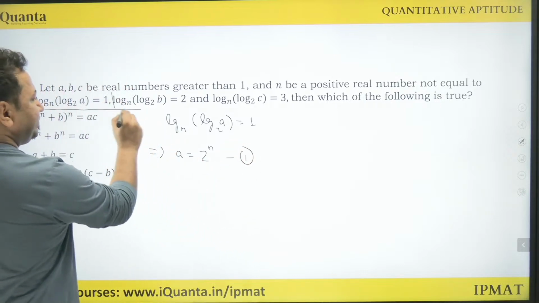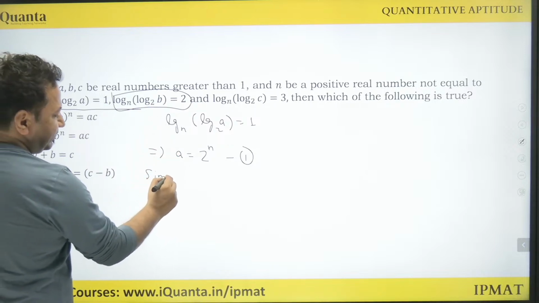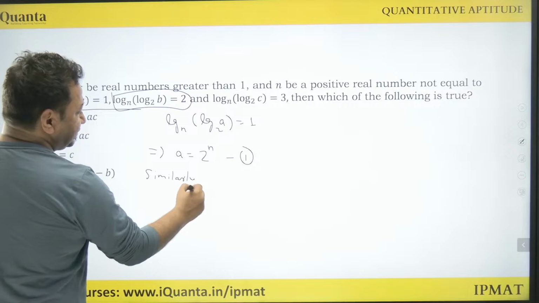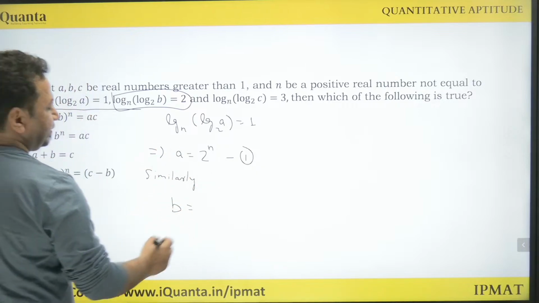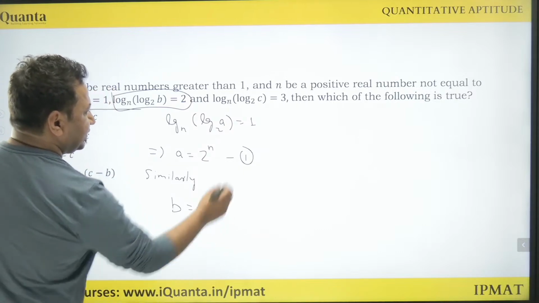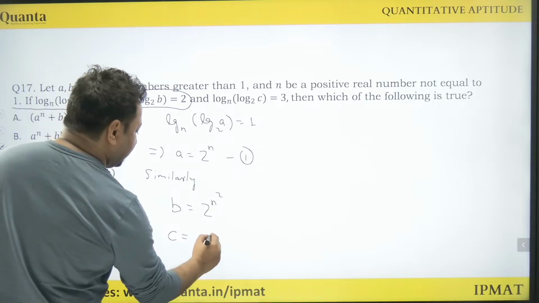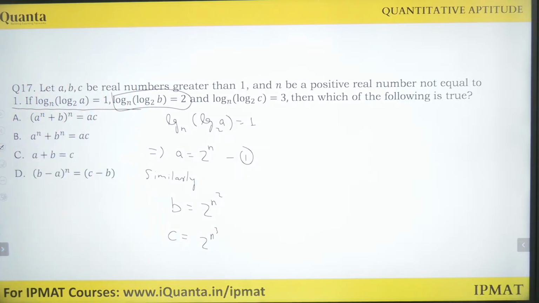Now looking at this value, similarly, we can get the values of B and C as well. Value of B will be equal to 2 to the power n to the power 2, and the value of C here will be equal to 2 to the power n to the power 3. So we got the values of A, B and C in terms of n. Now we have to look at which of the options will be justifying it.